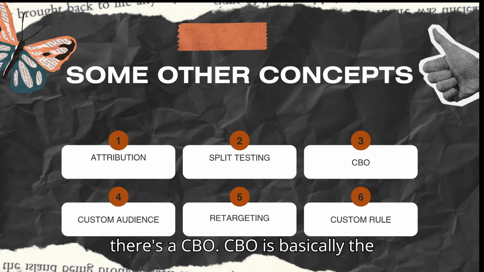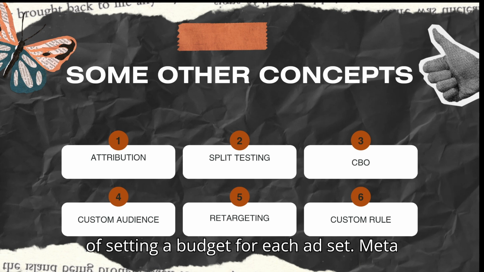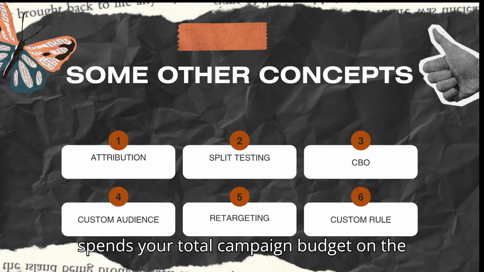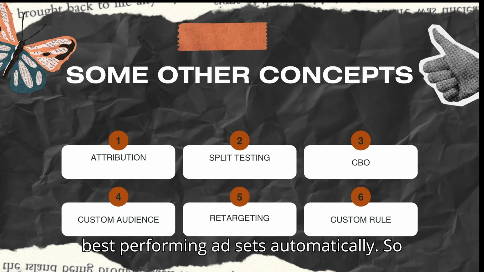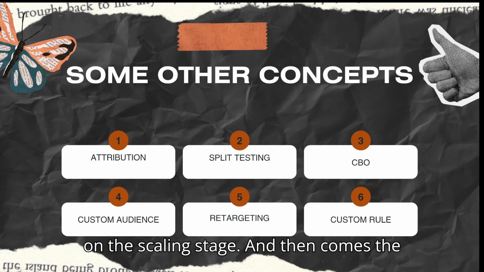And then there's a CBO. CBO is basically the campaign budget optimization. So instead of setting a budget for each ad set, Meta spends your total campaign budget on the best performing ad sets automatically. So this is super helpful for anybody who's at the scaling stage.